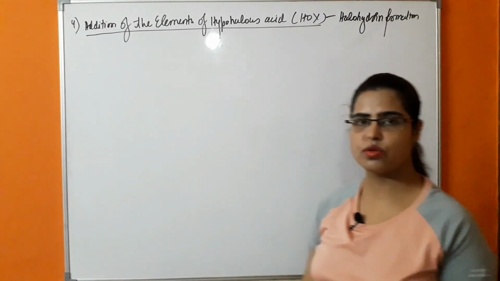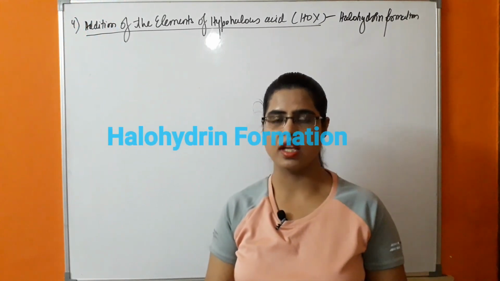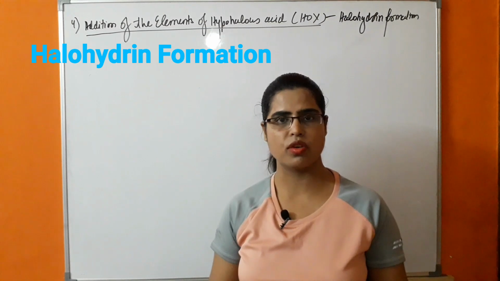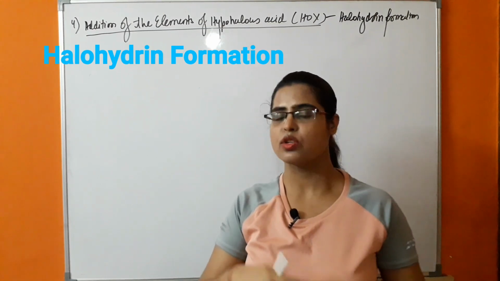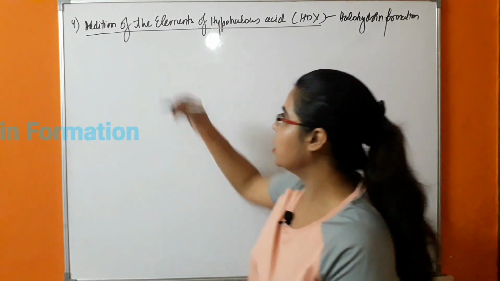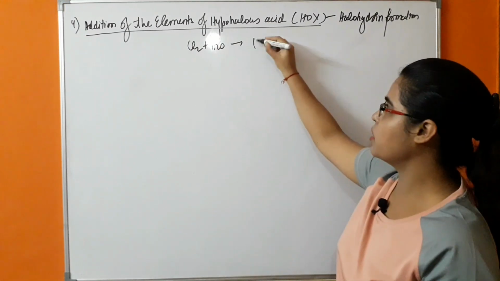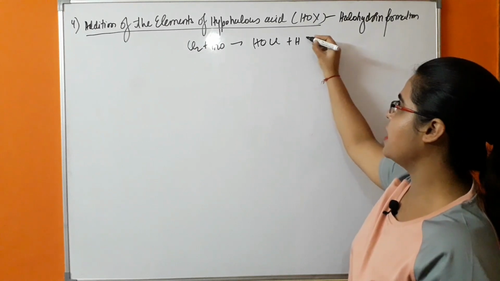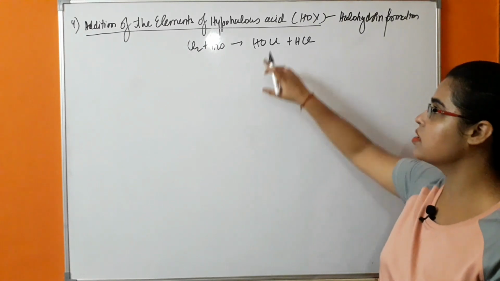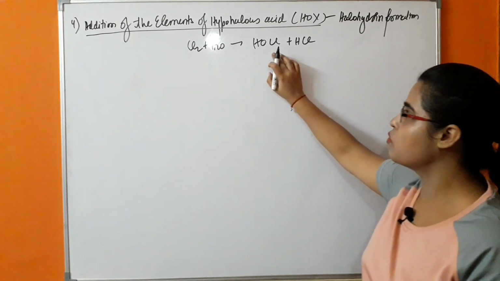This reaction is also known as the Halohydrin reaction. It means that in this there will be formation of a halohydrin. So let's see with the help of an example. In this case, Cl2 reacts with water and there will be formation of HOCl and HCl. This is hypochlorous acid. So what will happen?